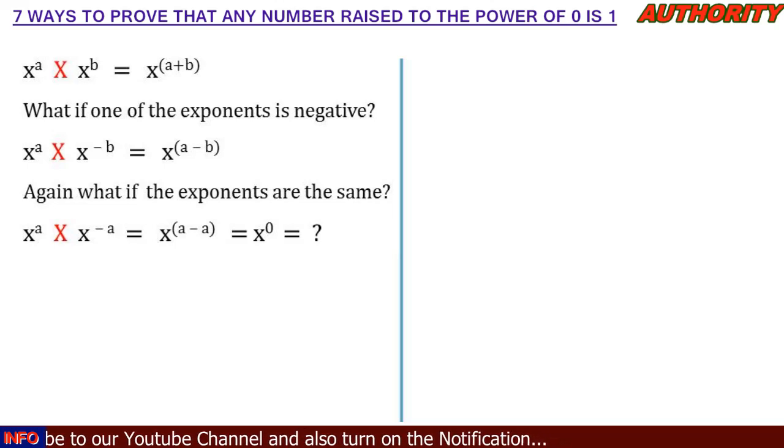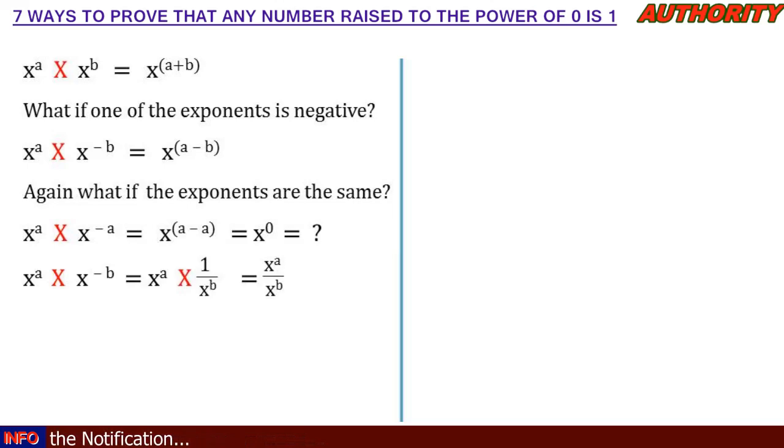And I want to show you the second way to prove it. I've established a fact, right? Now, follow me gradually. We said that x raised to power a times x raised to power minus b.